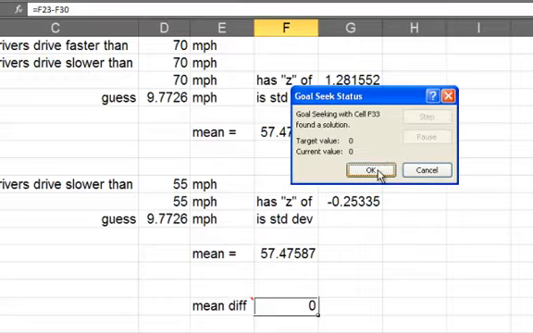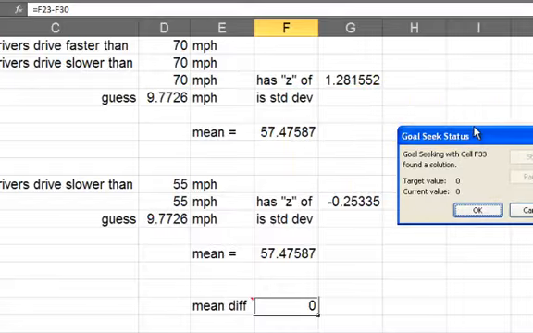And very quickly they converge to a point where I've got a standard deviation of 9.77 miles per hour and a mean of 57.476 miles per hour. So I've got the same standard deviation, the same mean in both cases. And therefore, of course, the difference is 0 because the means are equal. All right, so here's one way we can solve these simultaneous equations in Excel.